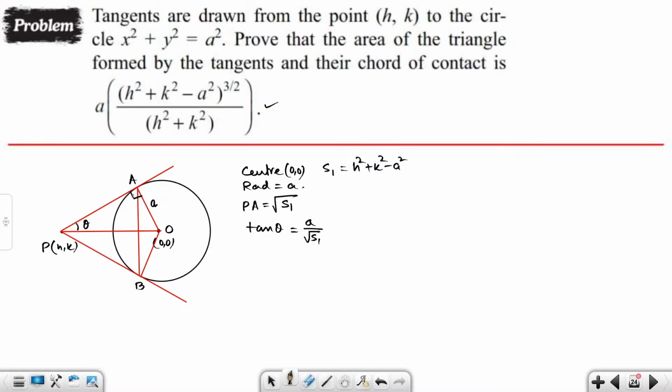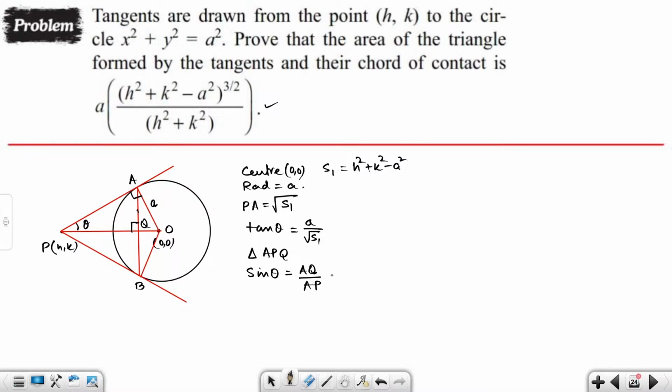Now our task is to find out the area of APB. That is, my main motto is to find out this length, let us say this point where AB is intersecting the line joining PO, call it Q. Now, if you observe in the triangle APQ, this angle is 90 degrees. Correct? Then we can write sine theta is nothing but AQ over AP. Sine theta is perpendicular over hypotenuse. So it is AQ over AP.